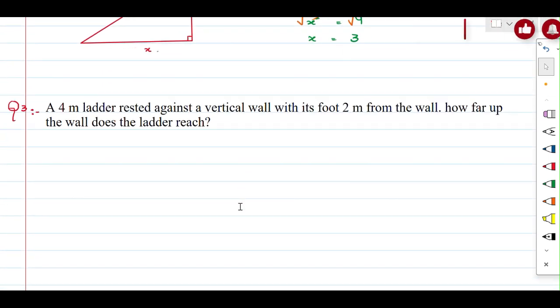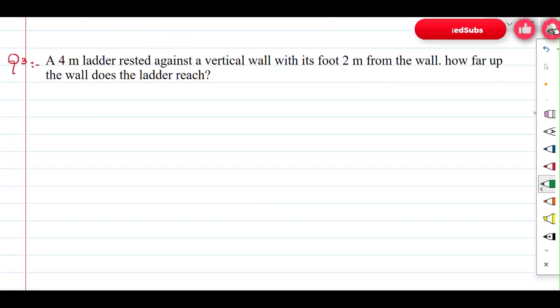All right. Another example is a word problem. It is very common in your exams, O levels or IGCSE. Okay, a 4-meter ladder rested against a vertical wall. Okay, so let me draw. This is the vertical wall, right? And a ladder having a length of 4 meter is rested against the vertical wall with its foot 2 meter from the wall. The foot of the ladder is 2 meter away from the wall.